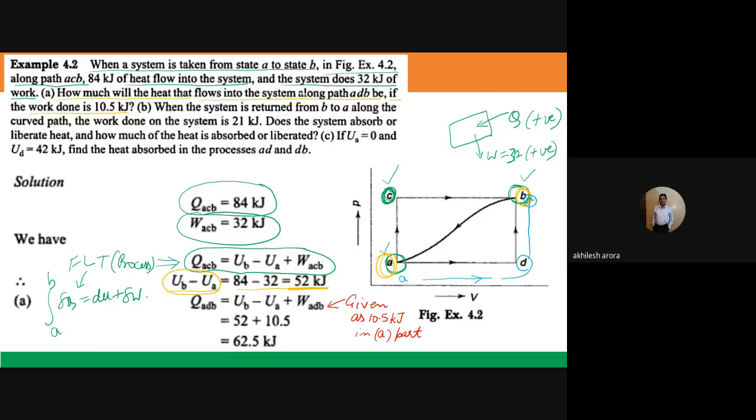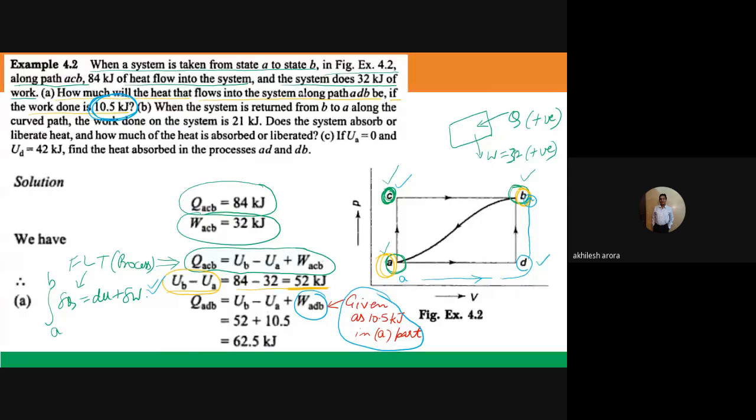Whether you follow the path ACB or the path ADB, there won't be any difference in the change in internal energy, because in both cases it will be given by UB minus UA. And it is asking us to calculate the heat transfer during this process if the work done is 10.5 kilojoules. You can see in the question where I am highlighting: WADB is given as 10.5 kilojoules.